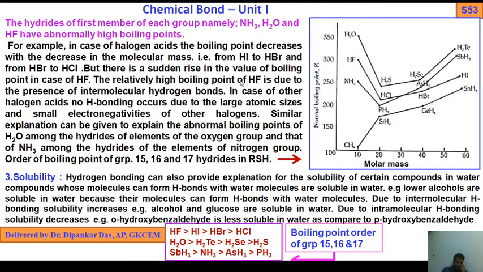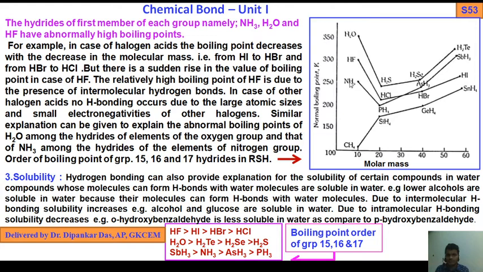The relatively high boiling point of HF is due to the presence of intermolecular hydrogen bonding. In the case of other halogen acids, no hydrogen bonding occurs due to the large atomic sizes. So only HF can form hydrogen bonds, but there is no question of hydrogen bond formation in HCl, HBr, HI, because they are not capable of forming hydrogen bonds.